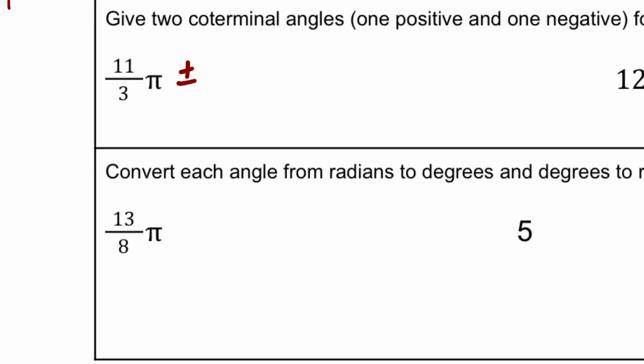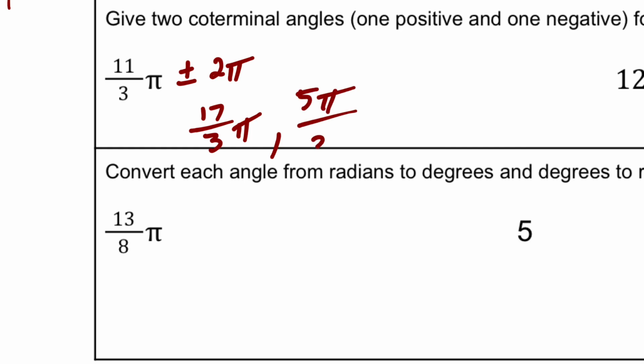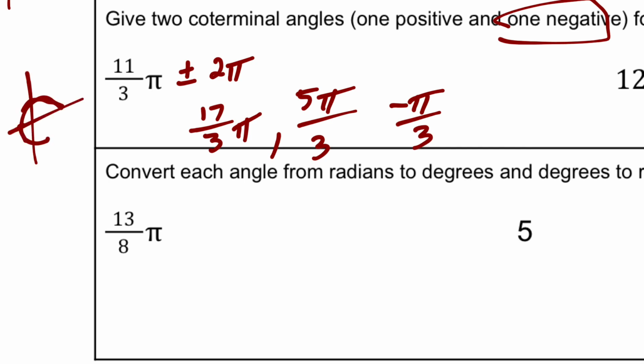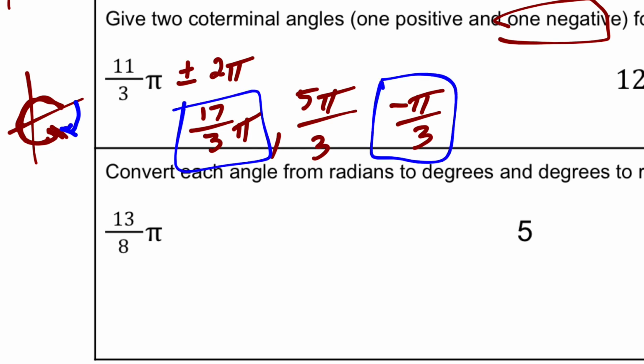For this one, you can think of plus or minus 2π. If you add it, that's where you get to 17 over 3π. And if you subtract it, that's where you get to 5π over 3. And they wanted a negative one, so I guess you'd have to change that a little bit, and you have to rewrite it as negative π over 3. Because here you are at 5π over 3, which you could also get the same distance by going negative π over 3. So that is the answer for that one, and there's the first one.